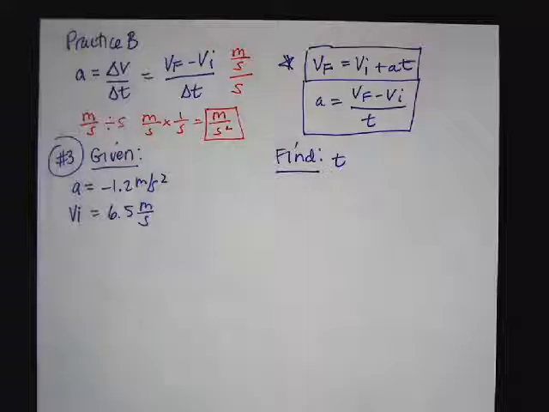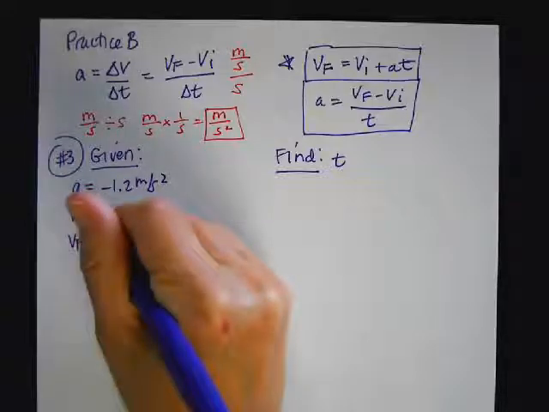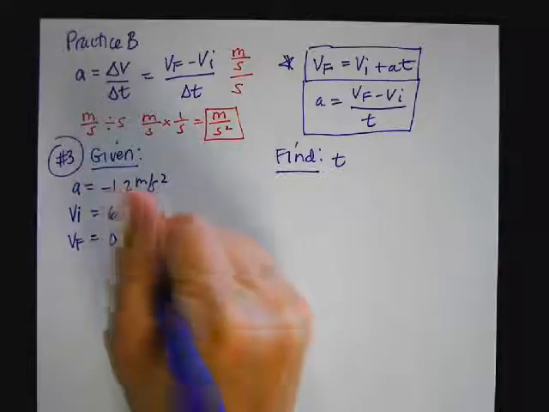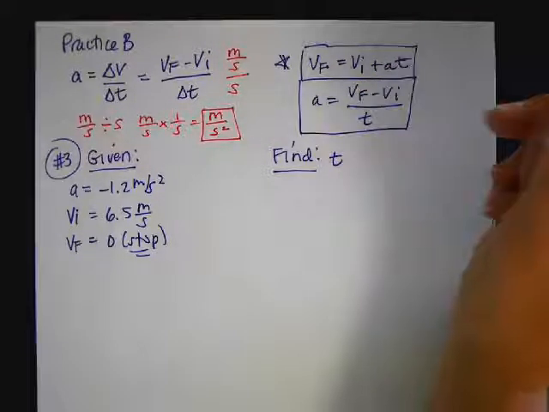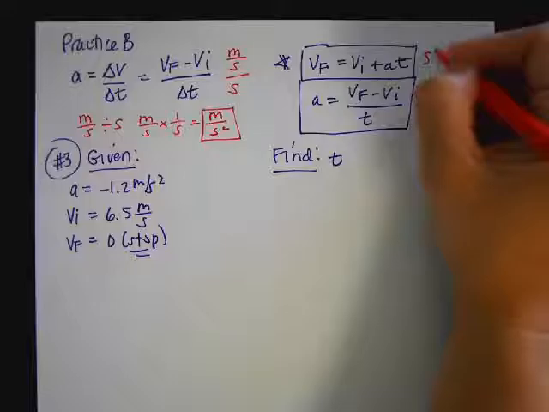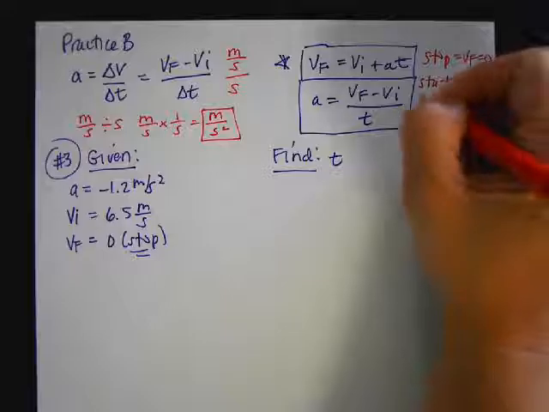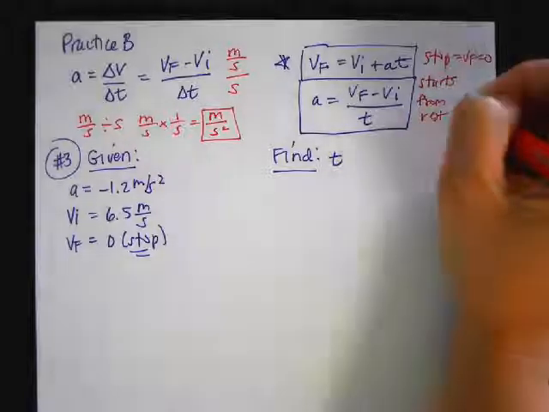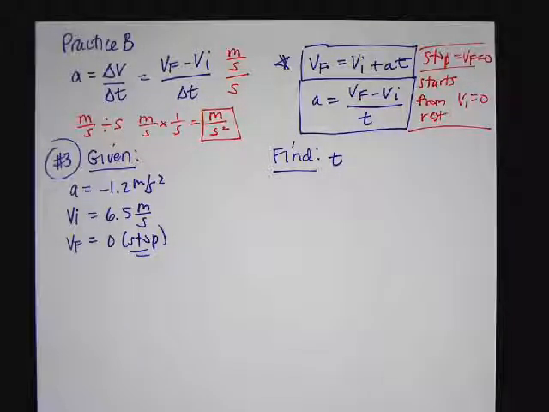To a complete stop. Now this is the part sometimes we have to be careful of. In physics we can read a word, but it means something mathematically. So when it says it comes to a stop, that means the final velocity is 0. If it says it starts from rest, that means the initial velocity is 0. So these are things we have to be aware of when we read the problem. Okay.